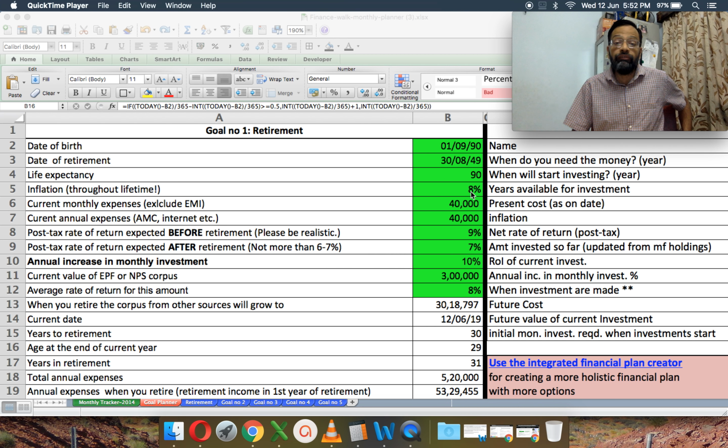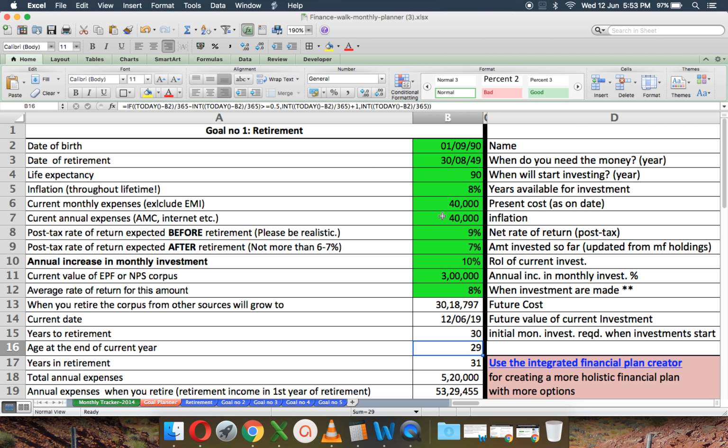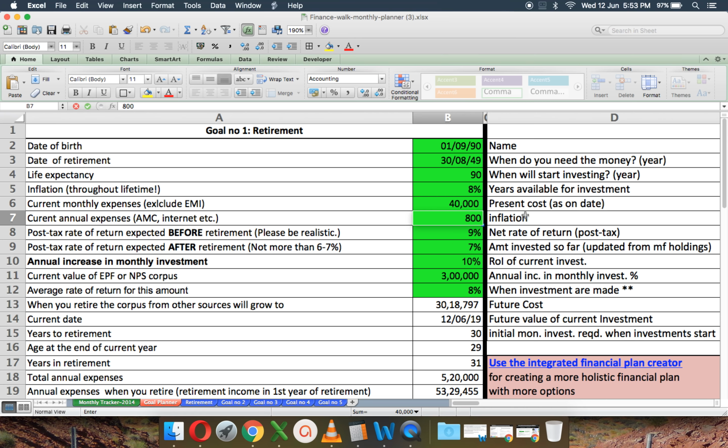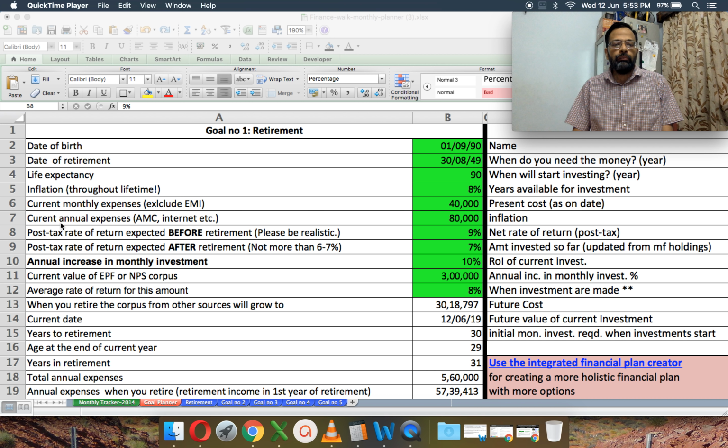We will assume inflation at 8%. We will assume current monthly expenses as 40,000. We are going to exclude EMIs because that's not going to remain in retirement. We will remove EMIs. Then if there is any annual expense, I've added another 40,000. Of course, this can be higher for most people, but I've just added another 40,000. It does not make much difference. You can make it 80,000 also. That's it. So that's the annual expense.